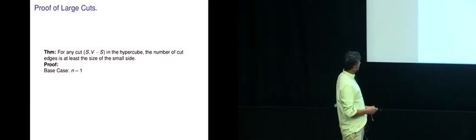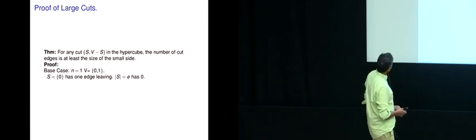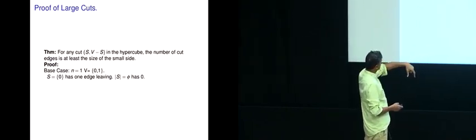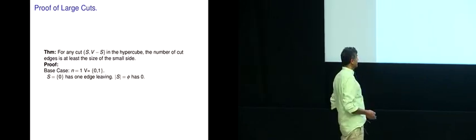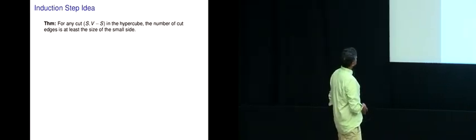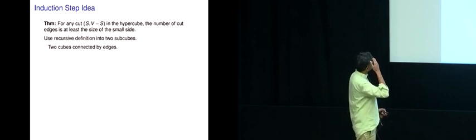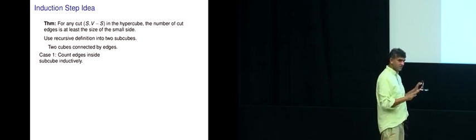Okay, so here's the proof. The base case: if n equals 1, there's no edges, and that works. N equals 1 means there's 2 vertices, 0 and 1. So the only cut is cutting 0 off from 1, and there's 1 edge across it. Now we're going to use the recursive definition of the hypercube. 2 cubes are connected by edges. So we're going to divide it into 2 cases.